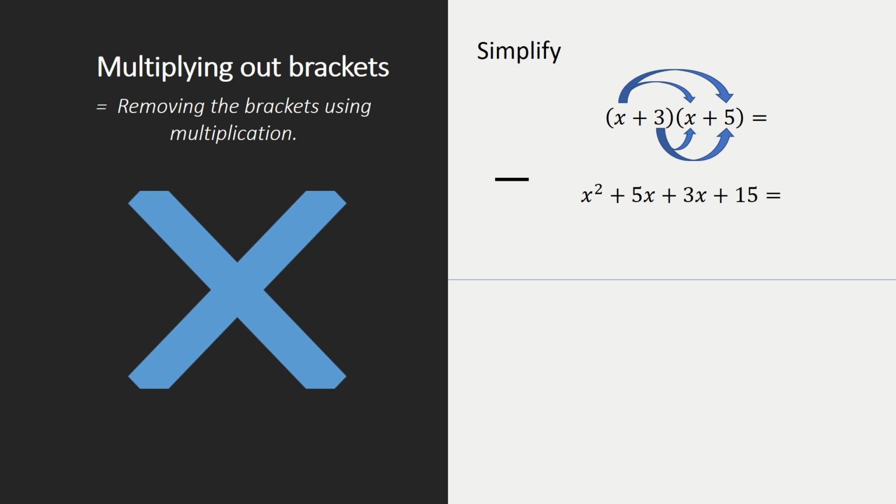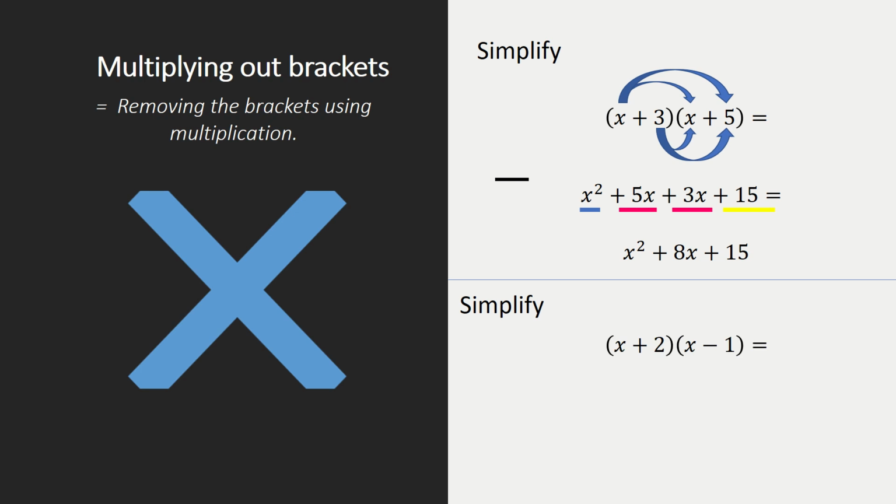Then you're going to add the like terms, so all the things which are the same. The x squared is the same with nothing else. 5x is a like term with 3x, and 15 doesn't have any like terms. So we can only simplify 5x plus 3x by adding them because of the plus symbol. So you will get x squared plus 8x plus 15. So we simplified the answer.